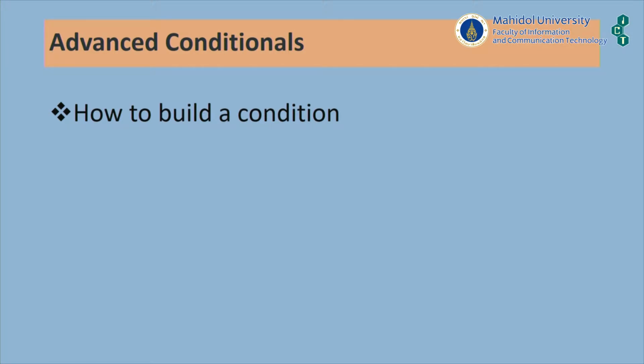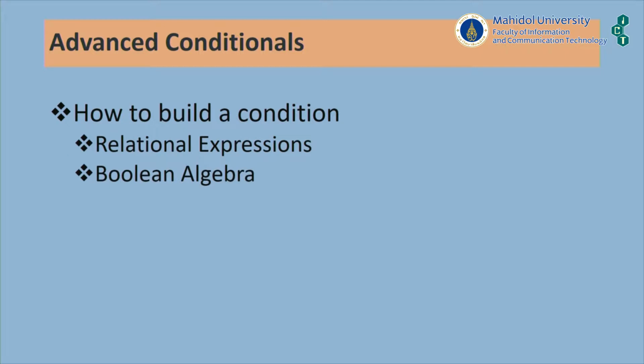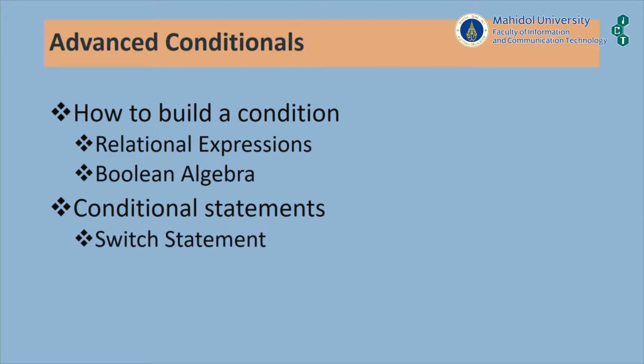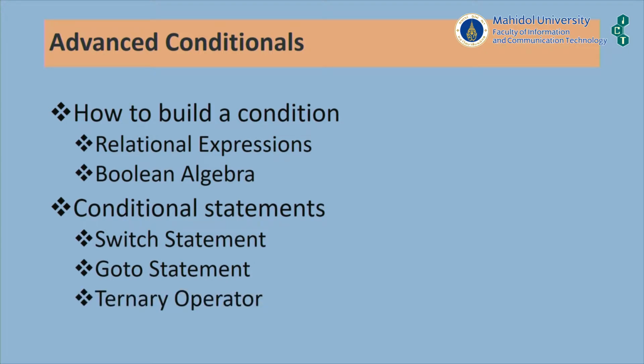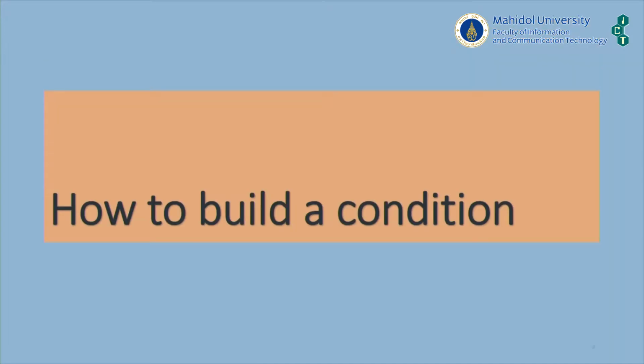So you need to have the condition: if the condition is true, which direction are you going to choose? And to build a condition, you need relational expression or Boolean algebra. The next one is conditional statements. Last week was about the if-else statement. This week we're going to cover the switch statement, goto statement, and ternary operators. So let's look at the first topic, how to build a condition.